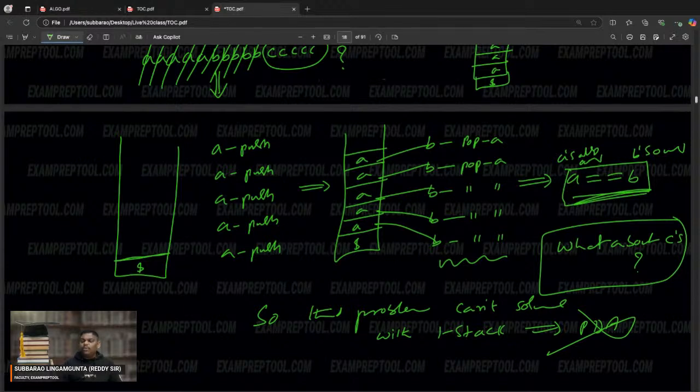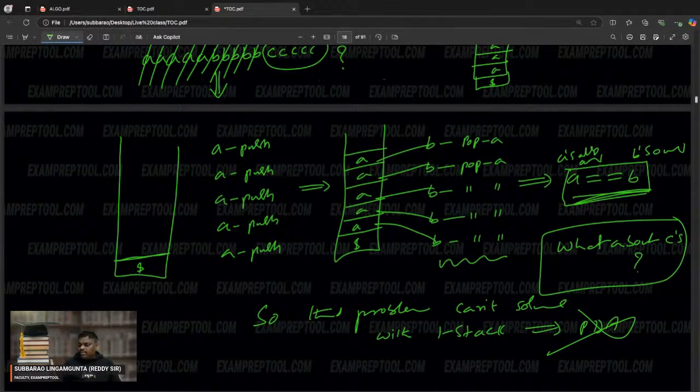A is coming, push; B is coming, pop. Okay, A's and B's you are comparing. One you are pushing, one you are popping, which means you are comparing A's and B's. A's and B's are successfully done. You proved the number of A's is equal to the number of B's. But what about C's? You have to compare A's and C's also. With whom will you compare? You want to compare with A's, but A's are not there in the stack.